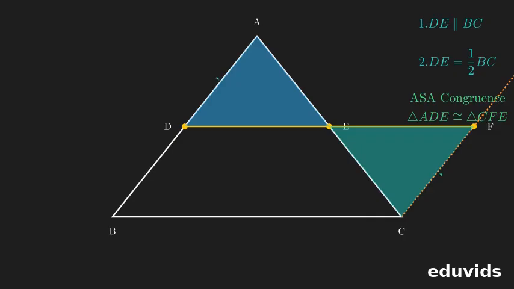Congruence tells us that their corresponding sides are equal. So side AD equals side CF, and DE equals EF. Remember that D is the midpoint of AB, so AD equals DB. This means DB must also equal CF.